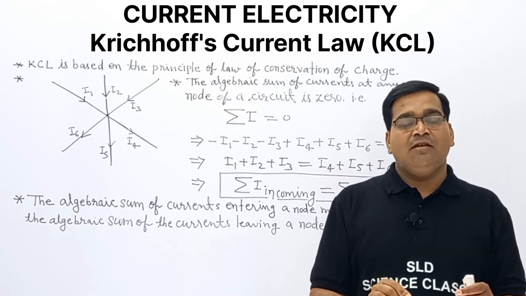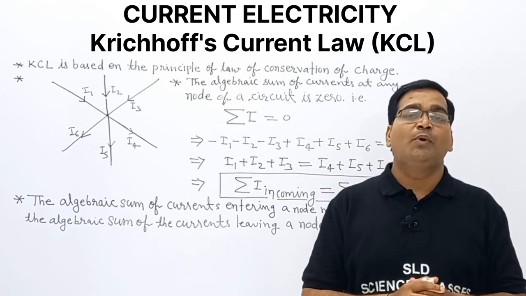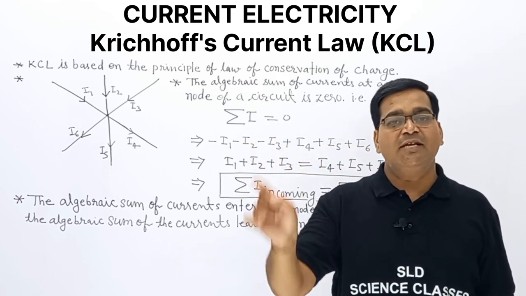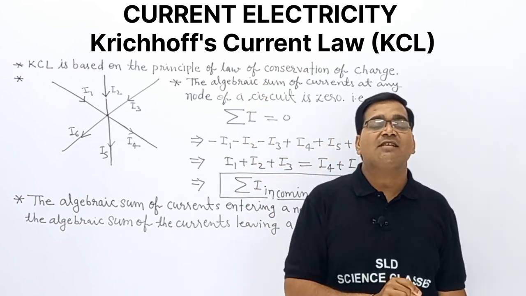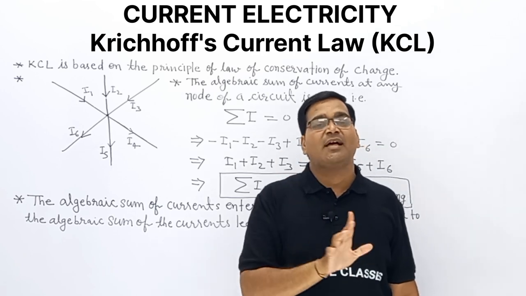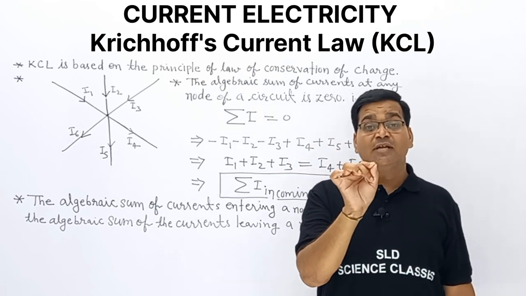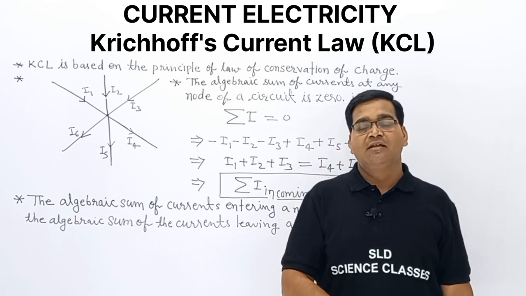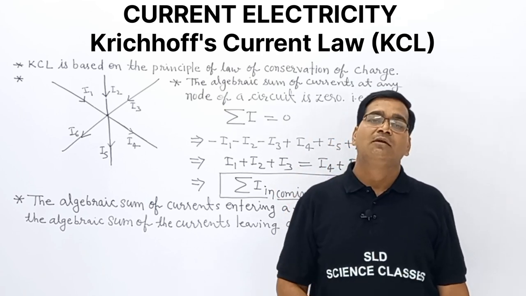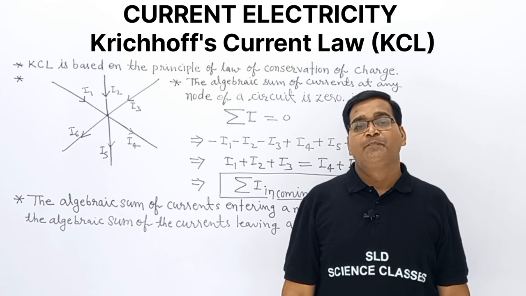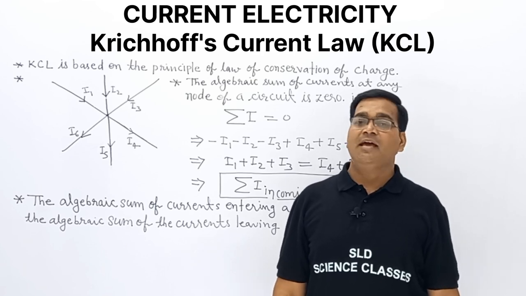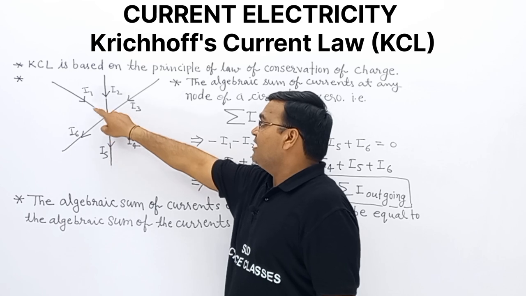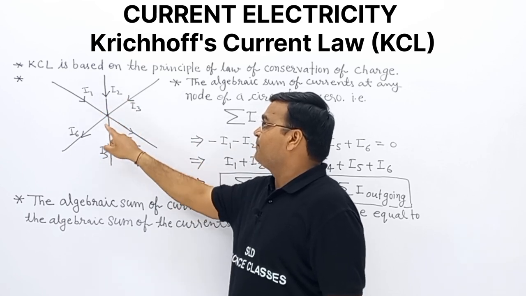In the circuit, KCL applies at the node or junction. Nodes or junctions have two or more branches. A node or junction is a point where two or more branches are intersecting. That point is called a node or junction. Clear? Now this is the node and six branches are intersecting.